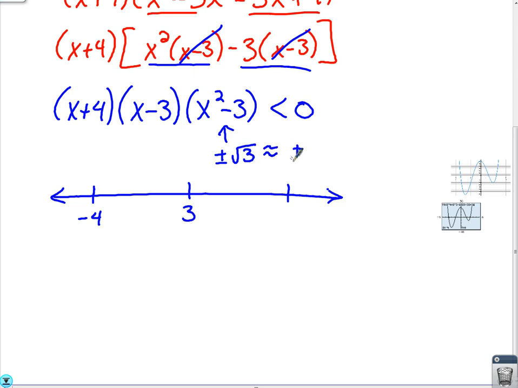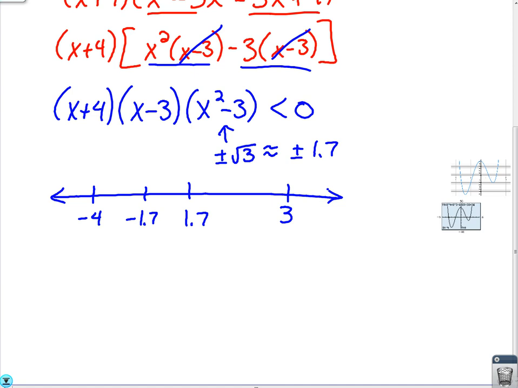Somebody type in, I think it's 1.6. Type in root 3 for me, please, so I know where to put this. 1.7. So at -1.7 and, let me erase that, positive 1.7 there. Oops. There's my 4 crossing points. And notice I did say crossing points, because it's important for you to know, is it going to cross there or is it going to touch there? Because we're looking for where my graph is above and where it is below.